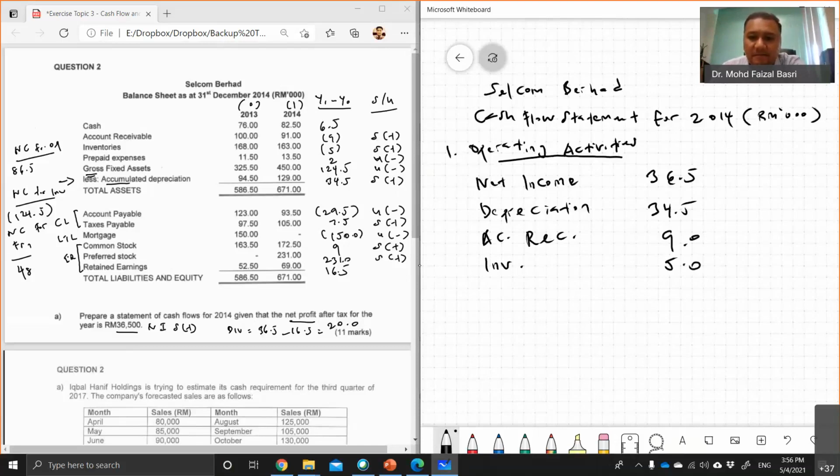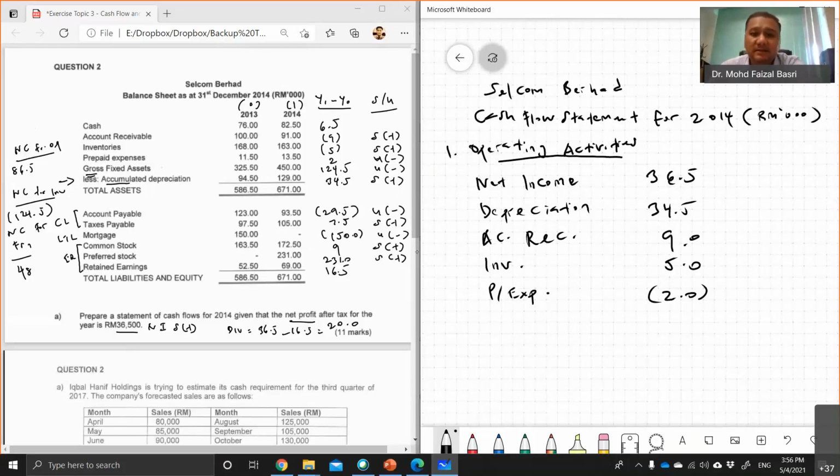Then we have prepaid expenses: 2, minus, so I'm going to put 2.0 but with brackets. Then gross fixed asset will be part of investment, which we already recorded earlier. So that's current assets, but it's not done yet. We have to go to current liabilities.